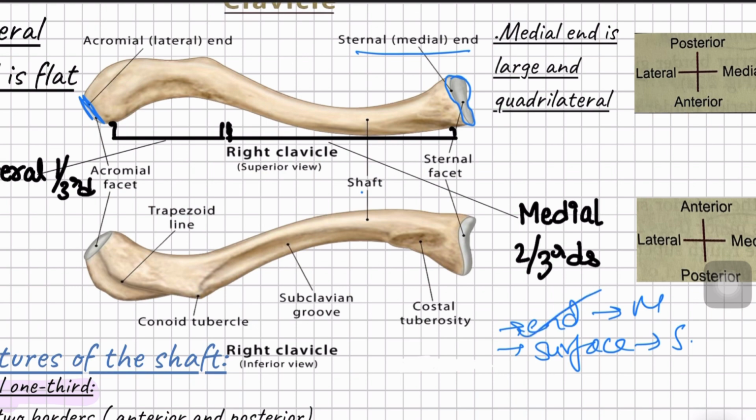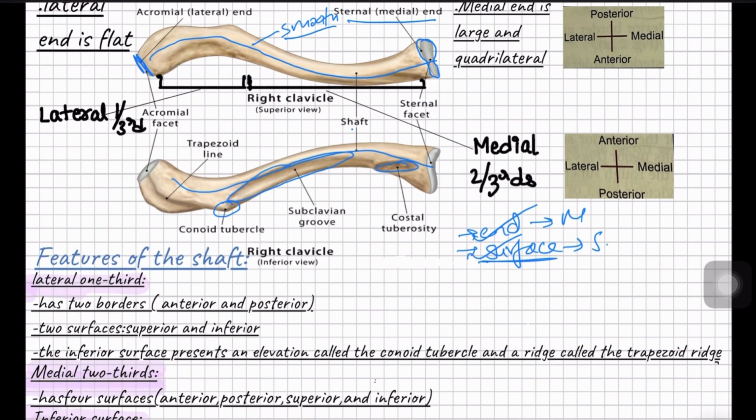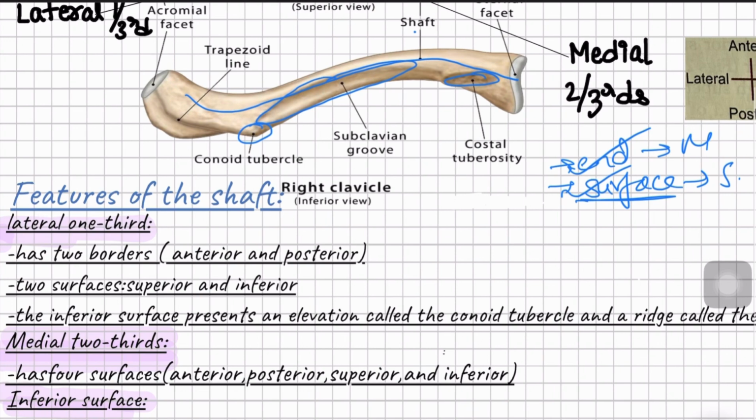After determining the medial end, you will look for the superior surface. So this is the superior surface and this is the inferior surface. The inferior surface is rough as it has the subclavian groove, costal tuberosity and conoid tubercle, whereas the superior surface is smooth. So by finding the medial end and superior surface, you can determine the side of the clavicle. Now we are going to the features of the shaft.